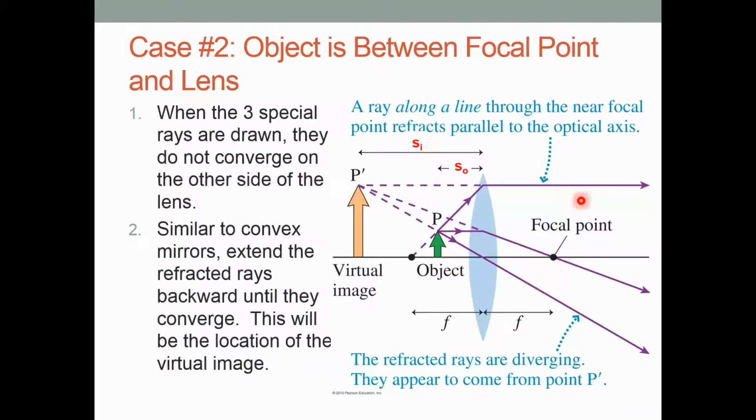Instead of trying to look for an image on this side, since there is no converging on this side, we're going to go backwards, and we're going to say, let's find the source these rays came from, going backwards until they converge, and we will find a location for a virtual image. In this case, our image will be on the same side as the object. No light passes through it because the light goes this direction. So this is going to be a virtual image.